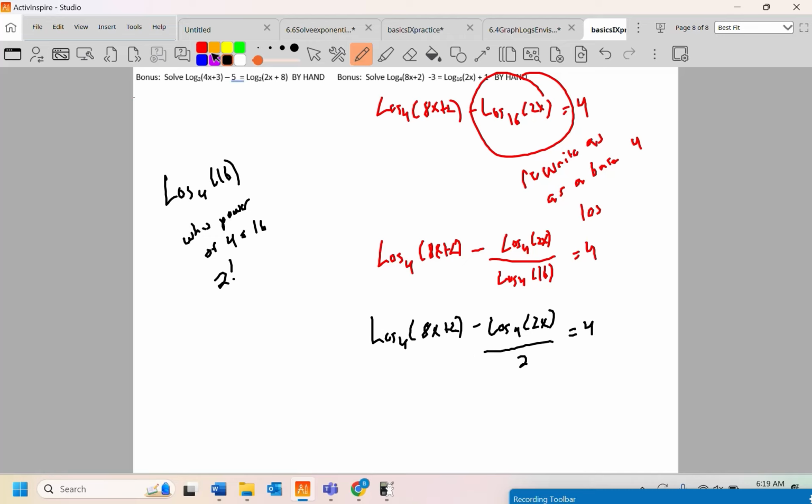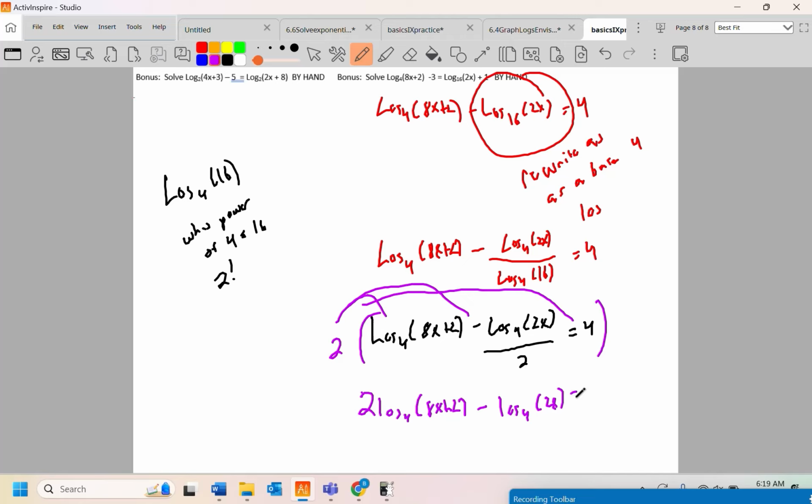Now what we're going to do is clear the fraction, and then I'll be able to condense. So I'm going to multiply everything by 2. As long as you do the same thing to everything, at least with multiplication, you're okay. Like you can't square everything, it won't be the same. You can square left to right. Anywho, 2 log base 4 of (8x plus 2) minus a log base 4 of 2x is now 8. This 2 I'm going to put right there.